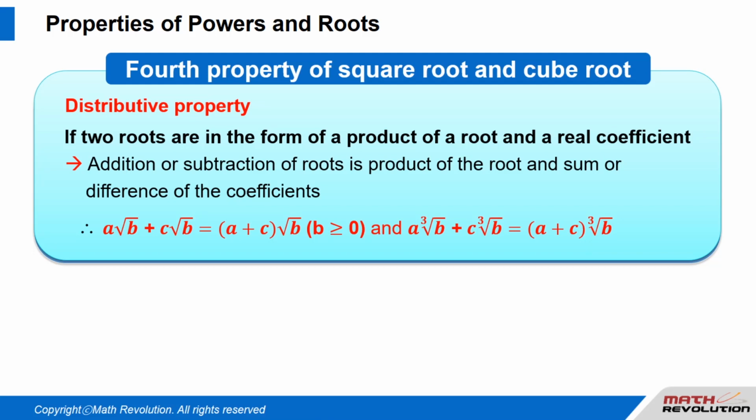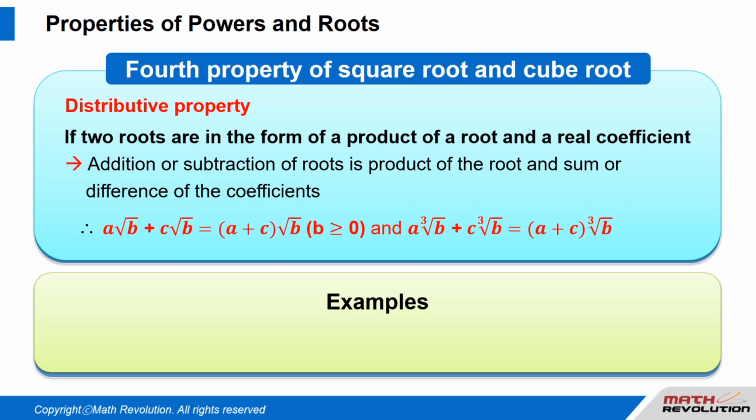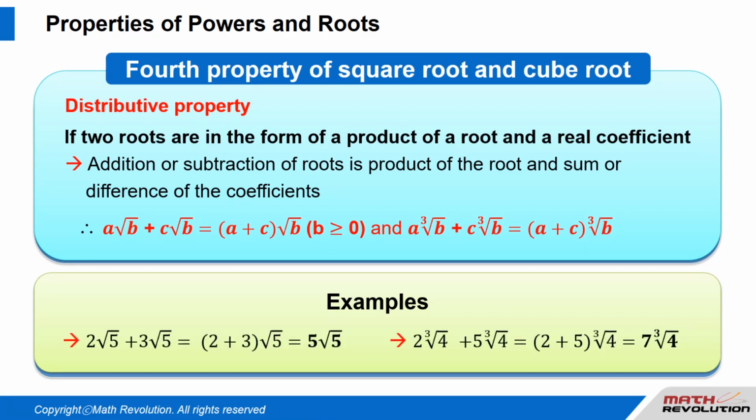Also, a times cube root of b plus c times cube root of b is equal to (a plus c) times cube root of b. For example, 2 times square root of 5 plus 3 times square root of 5 is equal to (2 plus 3) times square root of 5, which is equal to 5 times square root of 5. 2 times the cube root of 4 plus 5 times the cube root of 4 equals (2 plus 5) times the cube root of 4 equals 7 times the cube root of 4.